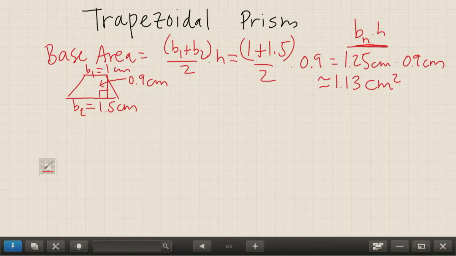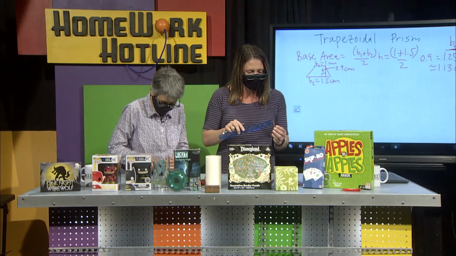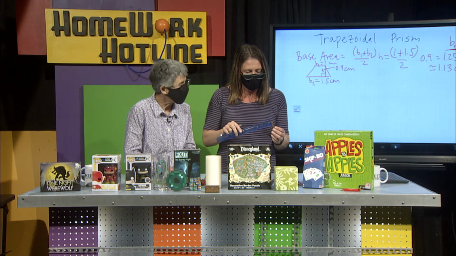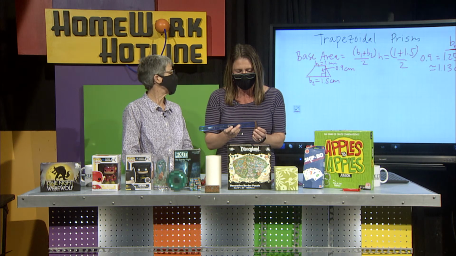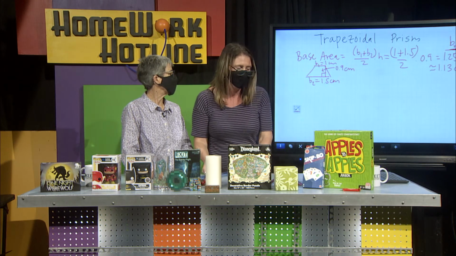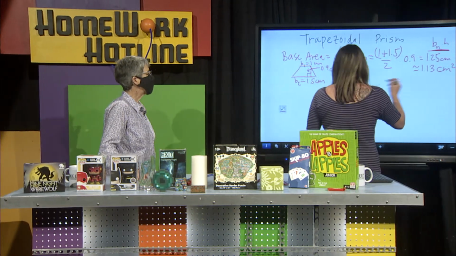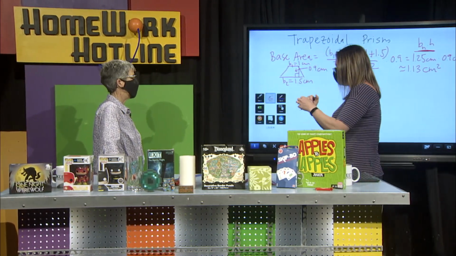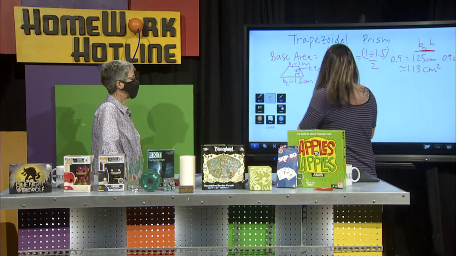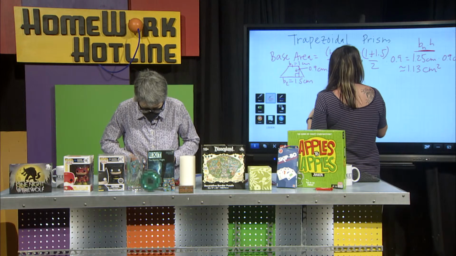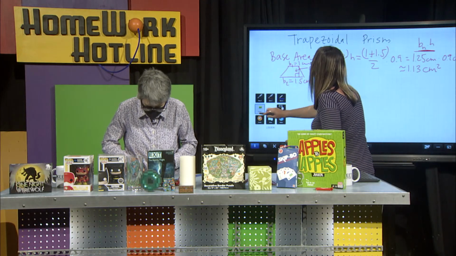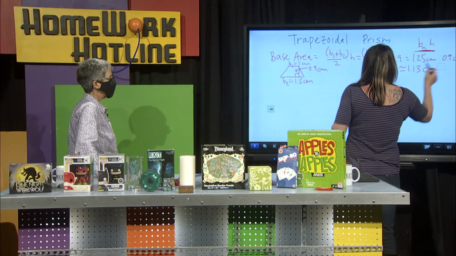Does that make sense? Did I do it right? Let's see. 1.25 times 0.9, yes. But think about it. You have a whole centimeter, it would be that big, and you have to have it cubed. Almost 1 times 1 but cubed, and it seems like that should be bigger. Does it? We did 1.25. Yeah, it has to be smaller. That makes sense. 1.13. No, that's right. I just accidentally, this should be cubed.